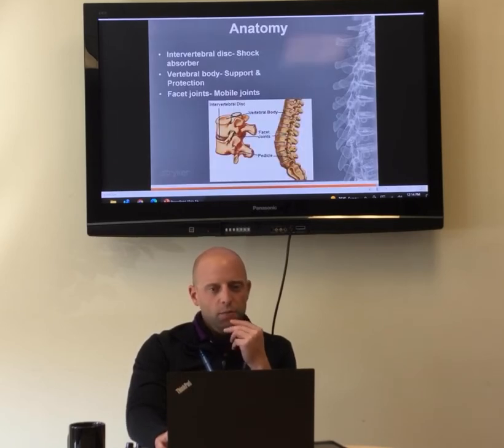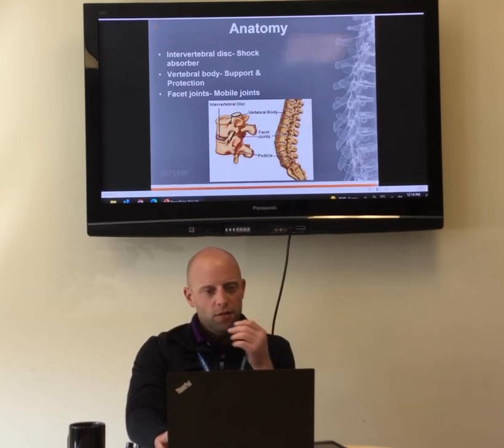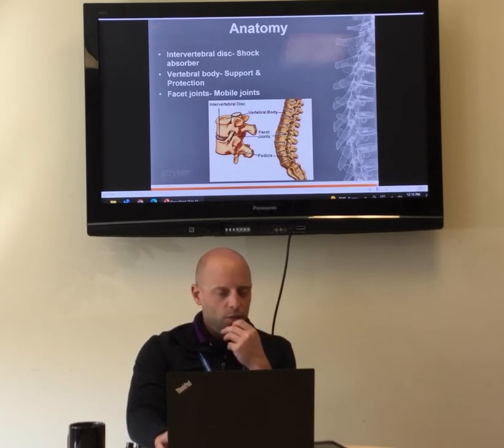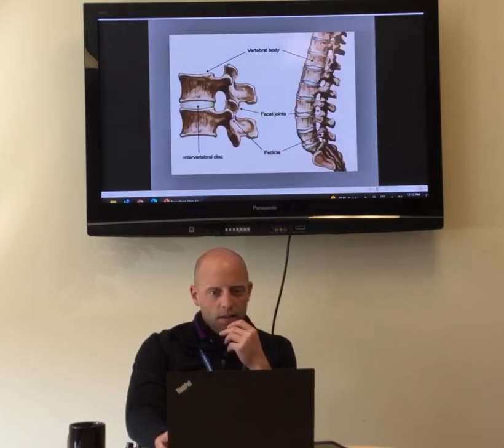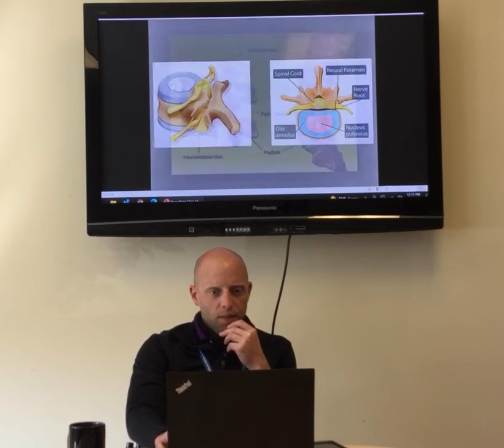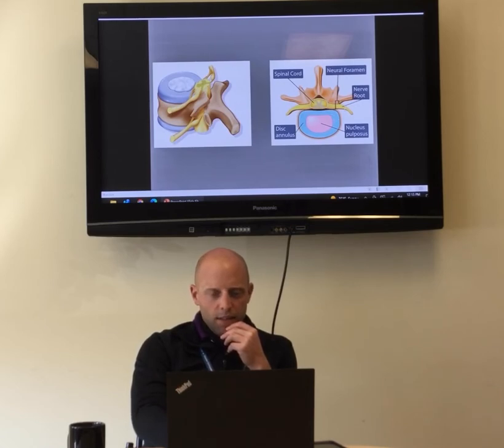So again, we have intervertebral discs, which act as shock absorbers. You have the vertebral body, which is the bone that supports and protects the neural elements, and the facet joints are where you get your mobility. This is another picture here. This is a cross section here. You can see the anatomy of the disc.